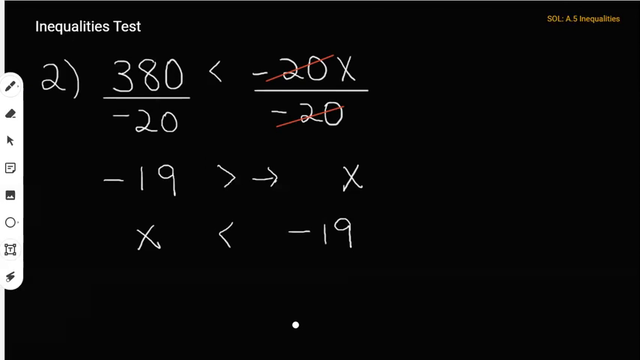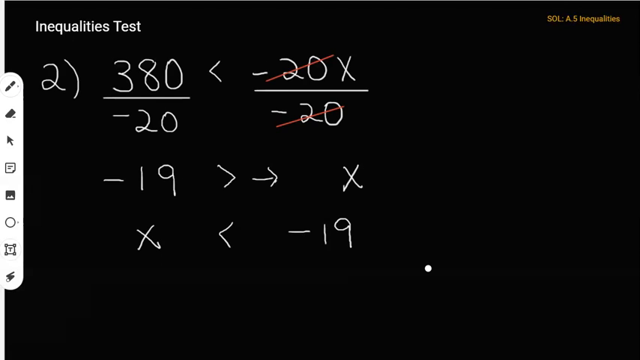So we had to flip it twice. That's because we divided by negative 20. We needed to flip it for that. But also, we wanted to change the order of where the x is and where the number is. And when you do that, you have to flip the sign as well.